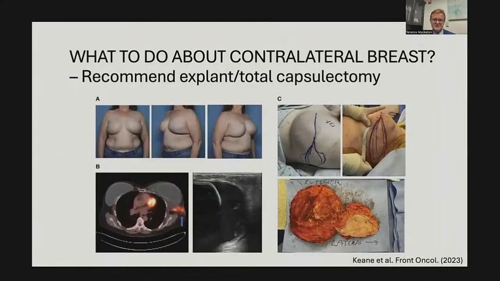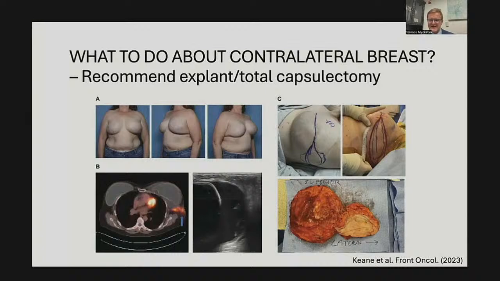What do you do about the contralateral breast? So this is one of our cases. She had a stage 3 BIA-ALCL diagnosed preoperatively on the left. You can see from her PET-CT image that she has a fluid collection. She has this extracapsular area of enhancement. Notably, she doesn't have any fluid or mass at all on the contralateral side.